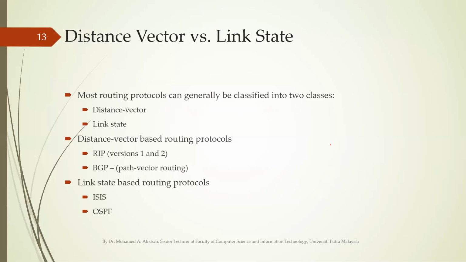The link state based routing protocols are, for example, IS-IS or OSPF. Both of these are considered link state. Why? Because they consider many metrics like delay, speed, type of connectivity like simplex or duplex, full duplex. All of these features of the connection are going to be considered. That's why they call it link state.